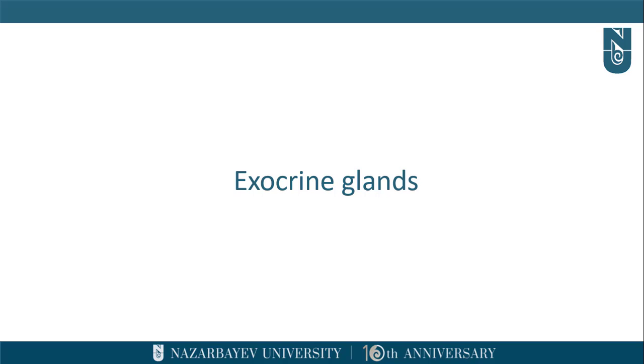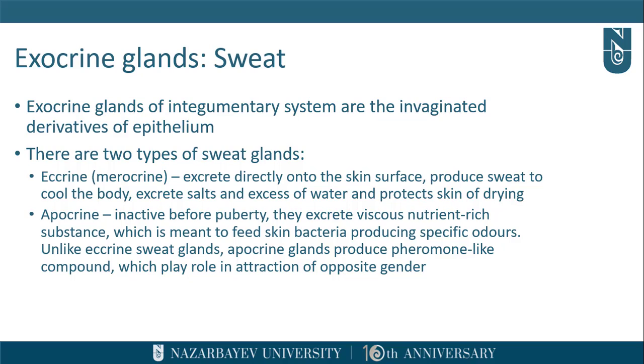Let's move on to the exocrine glands. Those are the type of glands that secrete substances onto the surface, and they are derivatives of epithelium, as we mentioned in our past lecture. There are two types of sweat glands called eccrine and apocrine. Eccrine directly excretes sweat onto the skin surface, and the sweat contains water and some excess of wastes and some salts, and it serves to cool the body.